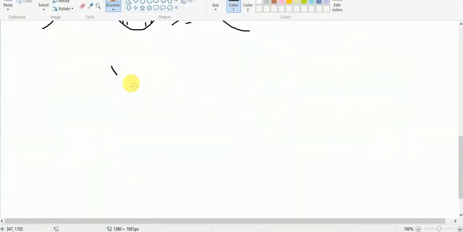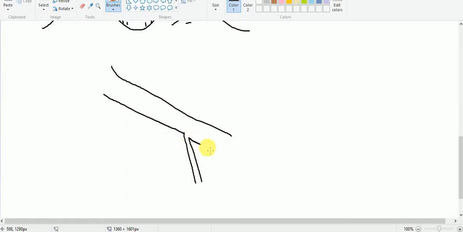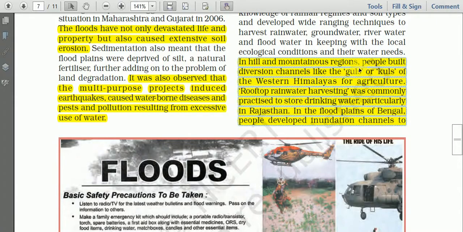See, suppose this is a river flowing in the mountain, and here is a diversion channel. This is also done in the hills of Manipur. Here we are digging a diversion channel, and this diversion channel will lead to our agriculture field, and this field will be irrigated by this diversion channel. These diversion channels are known as guls or kuls in the western Himalayas.